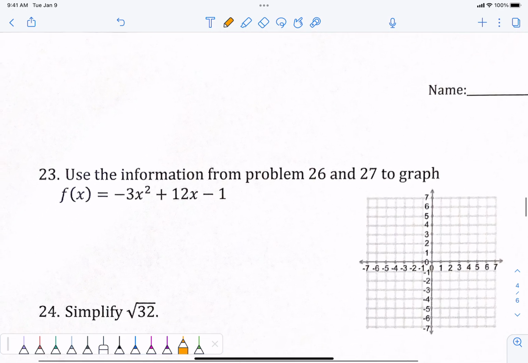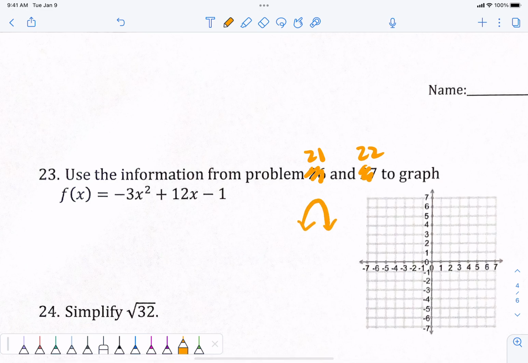So, 23, I have that typo again. This should be problem 21 and 22. Now they want us to just graph that. So we have all the information, and now we have to graph it. We know that it is a frowny face. We know that the vertex is at 2, 11. We know that the axis of symmetry is x equals 2, and the y-intercept is negative 1.